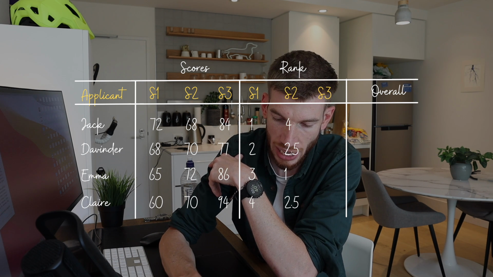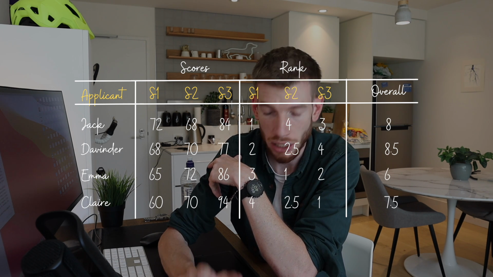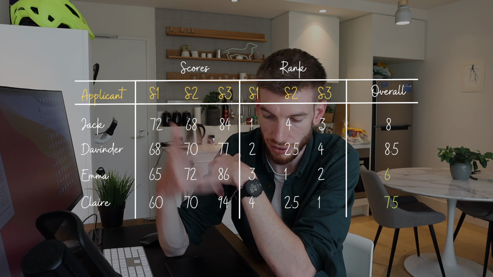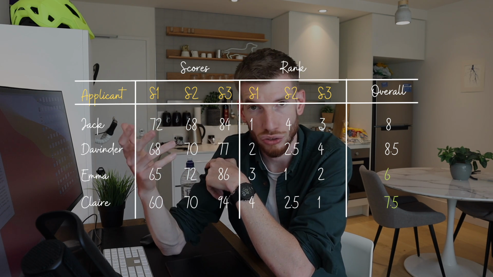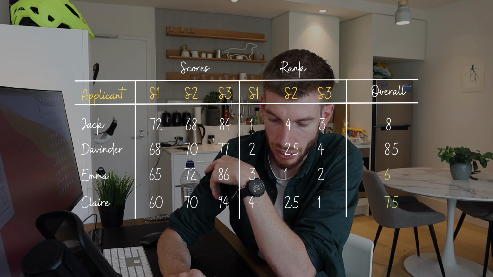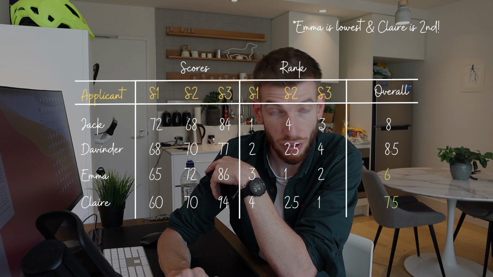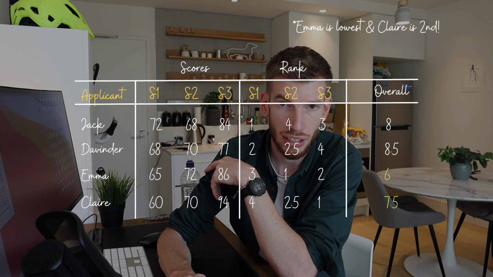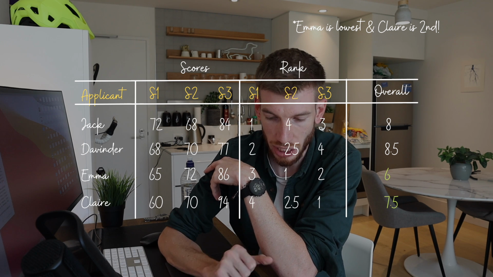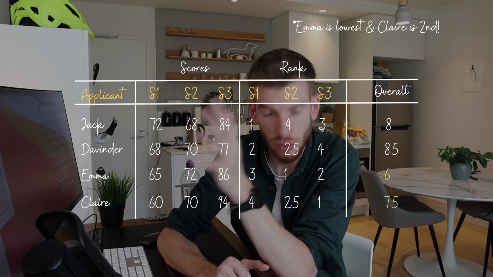So we get a ranked score there, and in section 3, we rank them again. Then if we total up their ranks, it's like a game of golf. The lower the rank, the stronger the result. So we can rank them in ascending order, and we've got Claire with the lowest at 7.5, and Emma with the 2nd lowest at 6. Unfortunately, Jack and Devinder miss out in this case. That is pretty much how things would go.